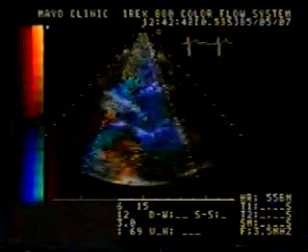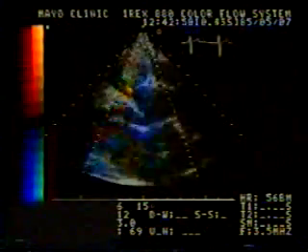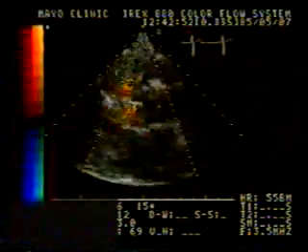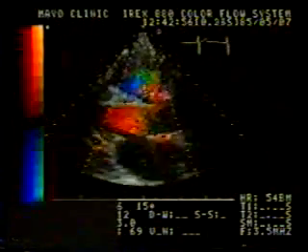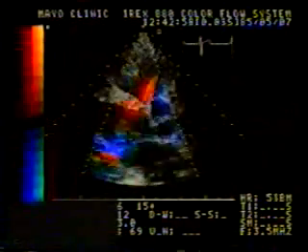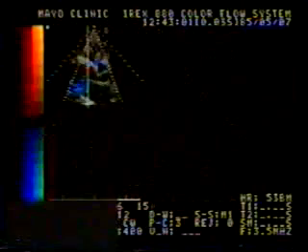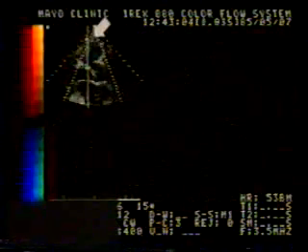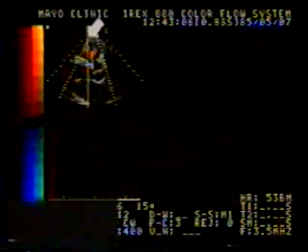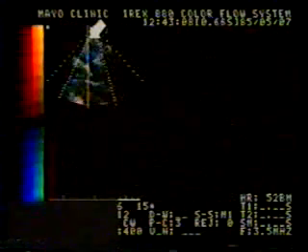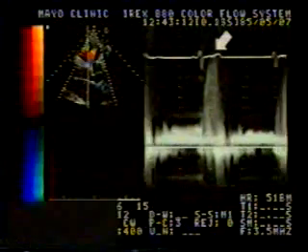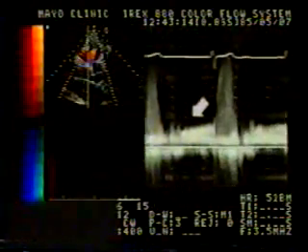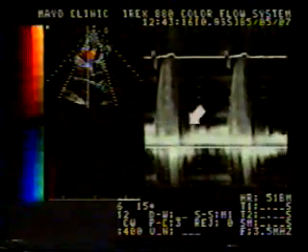In real time, you can appreciate the sequence of shunting across the small VSD in systole as well as in diastole. We are now performing flow-guided continuous wave Doppler examination. This shows us a high-velocity jet, 4.9 meters per second, and also continuous diastolic forward flow.